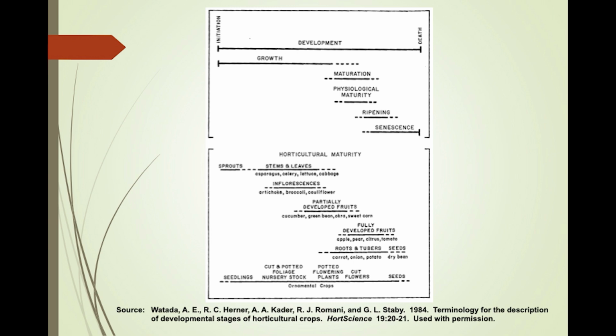We'll consume partially developed fruits. These are immature fruits and are represented by vegetables such as cucumber, green or snap beans, okra, and sweet corn. We eat fully developed fruits such as apples, pears, citrus, and tomatoes. We utilize roots and tubers such as carrot, onion, and potato. And lastly, notice that it coincides with senescence.